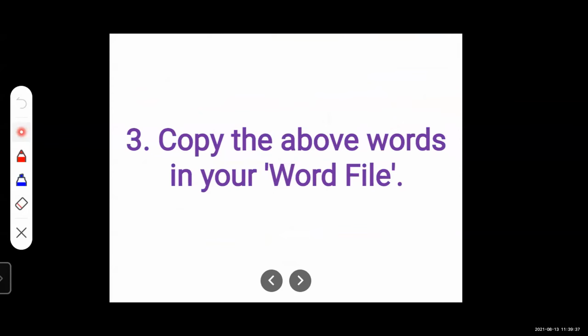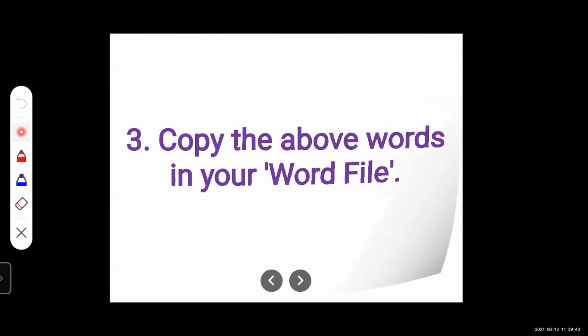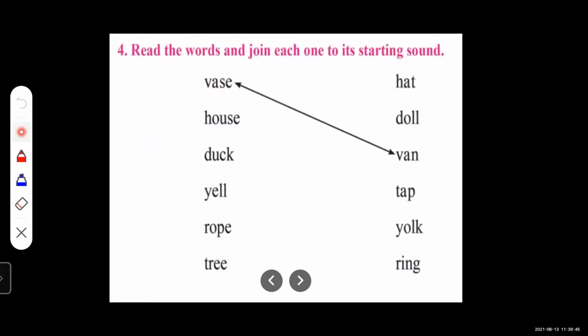So, which word? Let's see. Okay, now this worksheet. First we see the instruction. Which instruction is given here? Read the words and join each one to its starting sound. Very good. Starting sound.